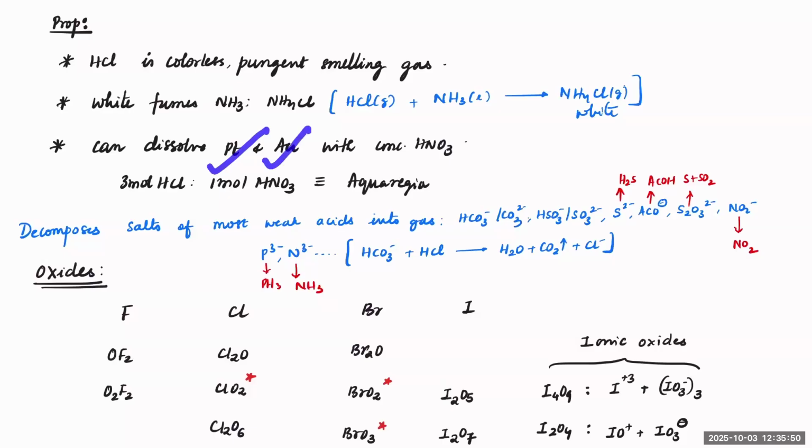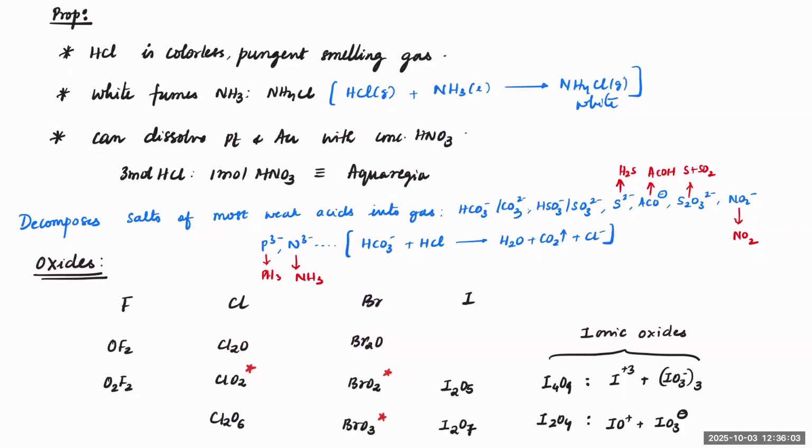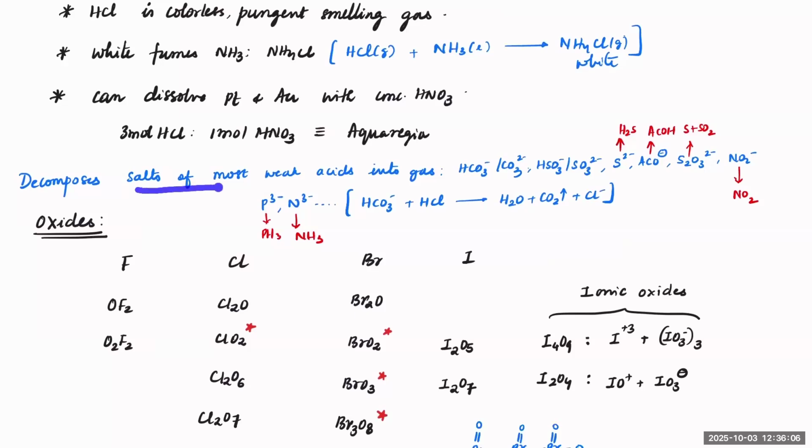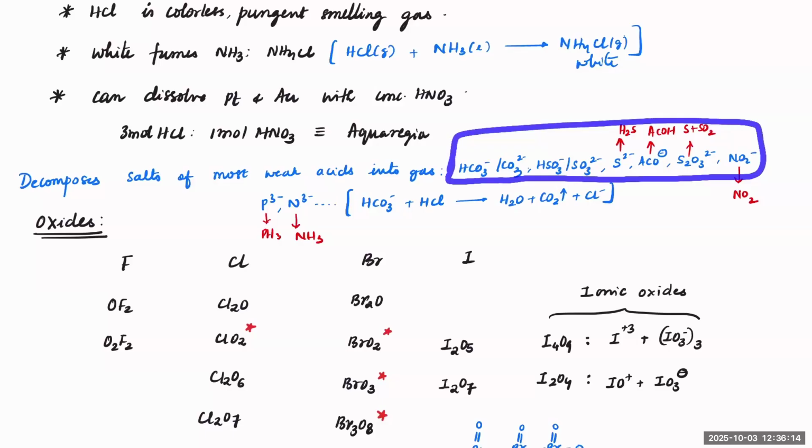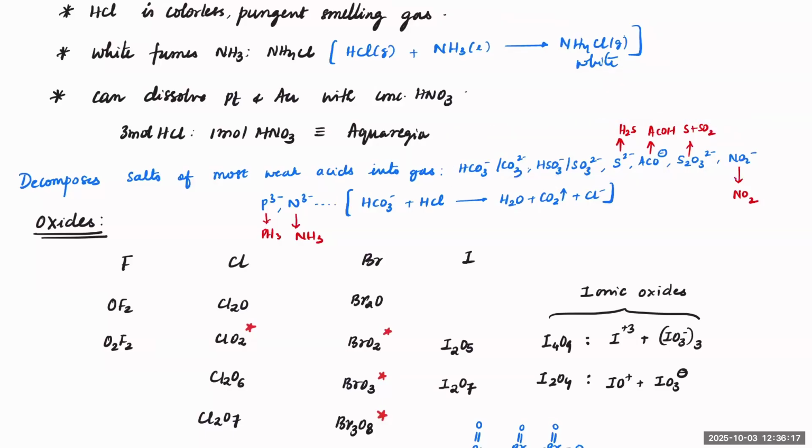It can dissolve platinum and gold with concentrated HNO3. If you have a 3 moles to 1 mole ratio of HCl to HNO3, we call it aqua regia. Got it? And it decomposes salts of most weak acids into gases, that is HCO3 minus and all of these. They all will decompose in the presence of HCl and start giving gases, correct? So CO2 gas, or SO2 gas, or H2S. This is all what we studied in salt analysis.